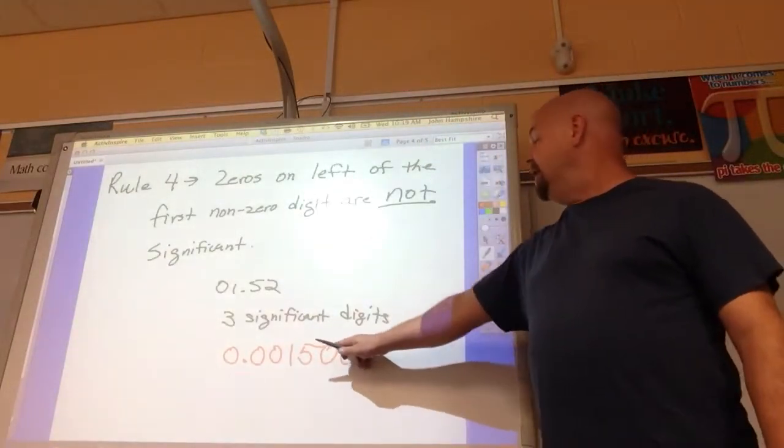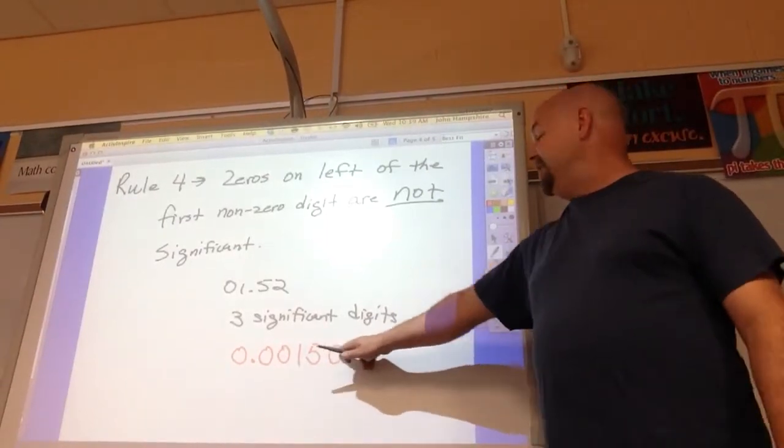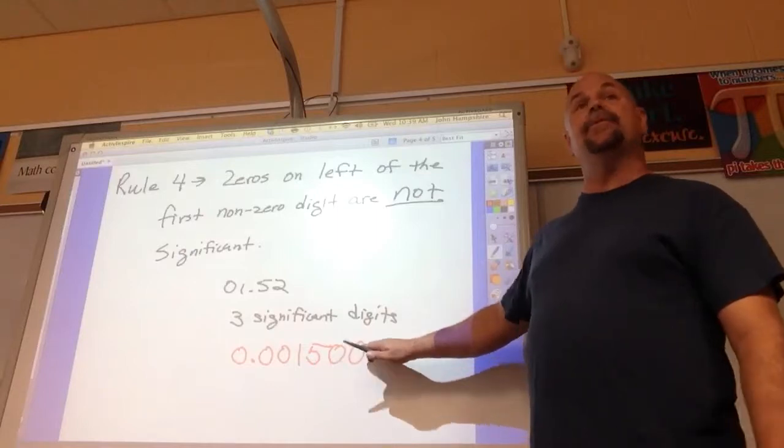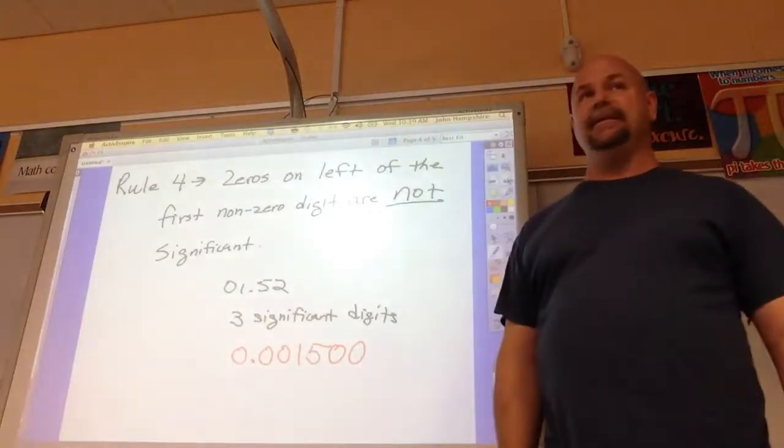Because of Rule 4, these are not. Rule 3 tells me that these are trailing zeros in a decimal, so they are significant. Rule 4 tells me that these 3 are not significant.